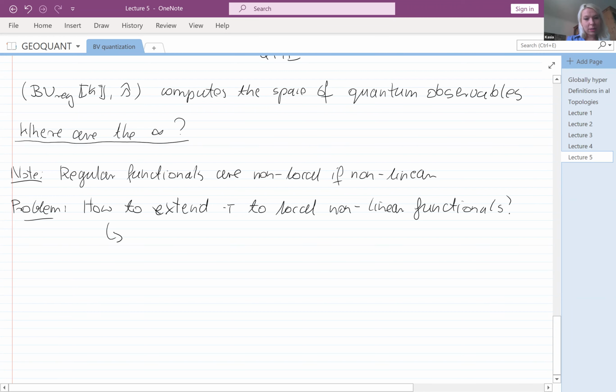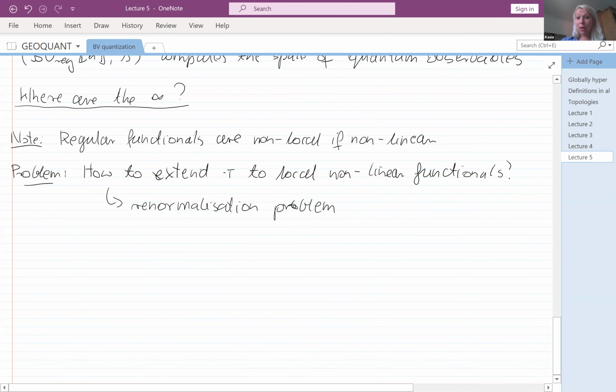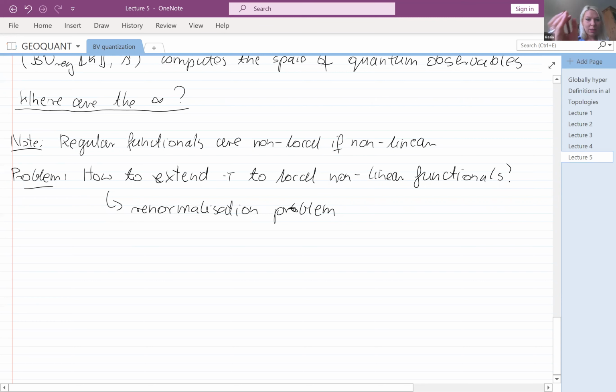Okay, and this is what in our framework is the renormalization problem. So this is the renormalization problem. And so how do we solve it? Well, there is one observation that is useful.